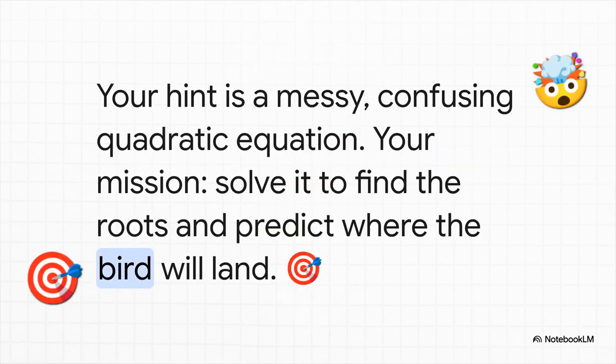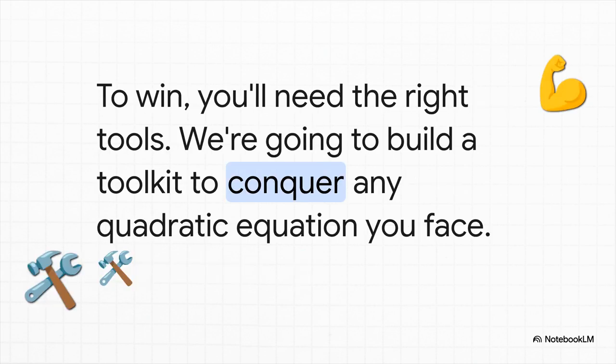So picture this. You've got one shot left to hit the target. The game throws you a clue, but it's this messy, jumbled up, confusing-looking quadratic equation. That right there, that's our challenge. Taking that chaos and figuring out the exact solution to win the game. And that is exactly what this is all about. We're going to build you a custom toolkit so you can stare down any quadratic equation and know almost instantly what the best, quickest, most efficient tool is to solve it.